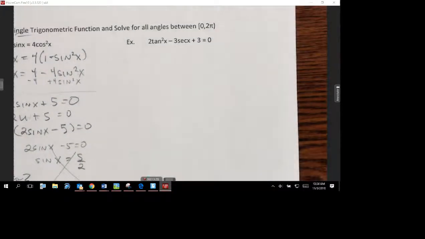I want you to think for yourself. I'm going to have to switch out, and this is going to have to be all the exact same trig ratio. So look at 2 tangent squared x minus 3 secant x plus 3. What could we switch out? You don't have to answer out loud, I'm just talking. Good. Have those identities out.